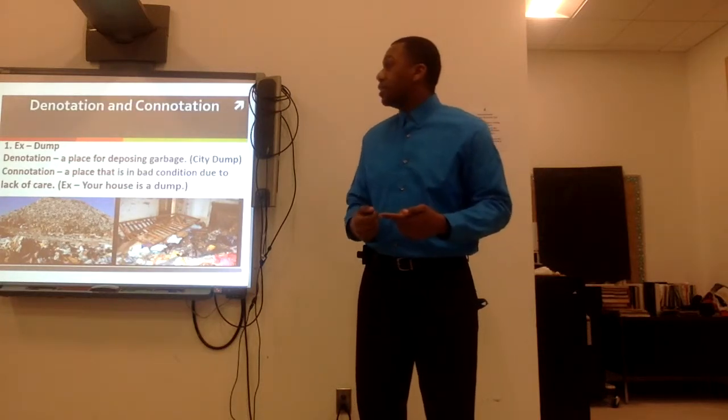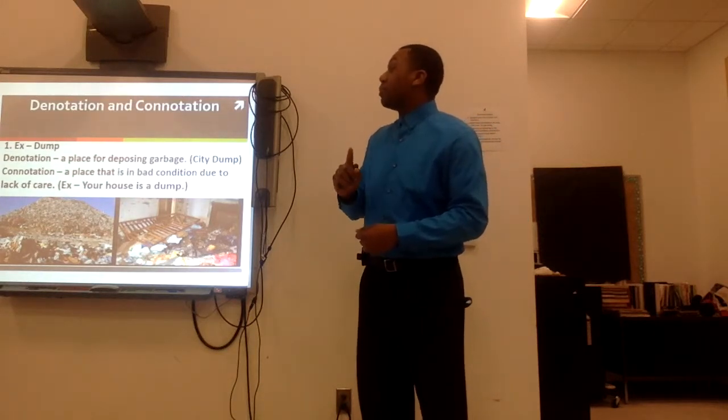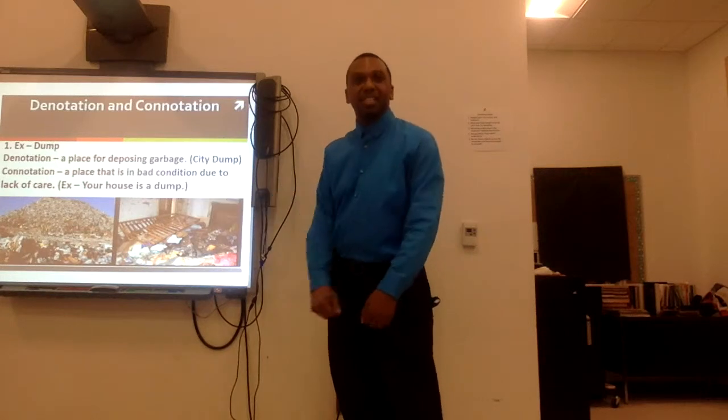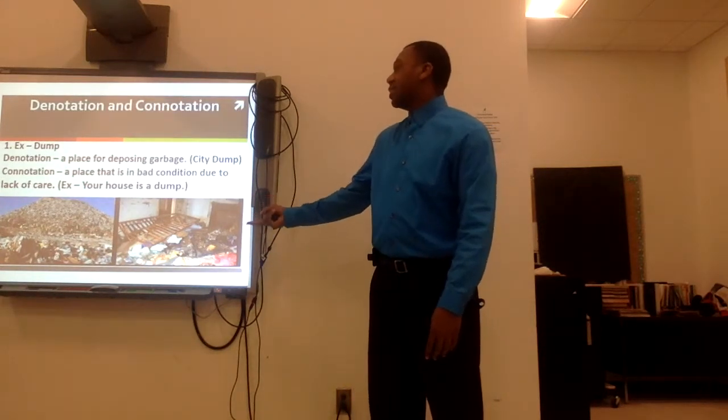Aaron, read that point, please. A place that is in bad condition due to lack of repair. Example, the house is a dump. Okay, so what I've done is I've given you two pictures. The first picture represents the denotation, which is an actual city dump. And the second picture represents the connotation, which is a house that's a dump.